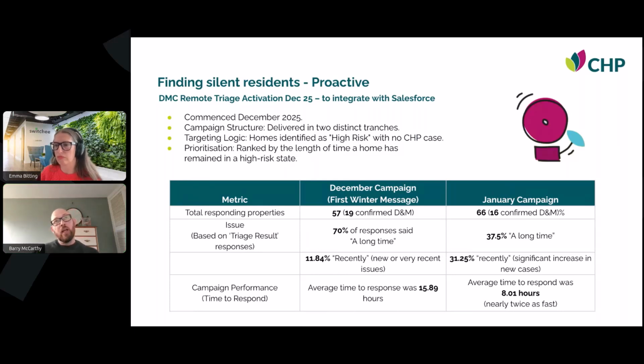So this helped in that way. I think the challenge is that the Switchee devices are only in a small number of our properties. So what it does do is crystallize the need that within the properties that have got a Switchee, we can see that there are a lot of our customers that aren't reaching out to us, and we are discovering that the property is in need of some attention, or that there is support required within that household.